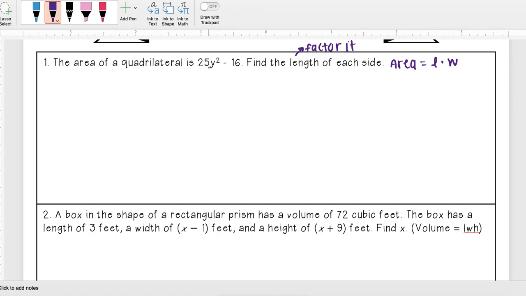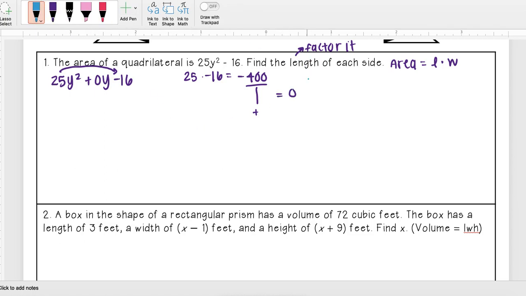So looking at this, I'm going to factor 25y squared minus 16, but I notice I'm missing a term. I'm missing my y term. And so we learned yesterday I can add that back in by just putting a plus 0y there. And then now I'm going to go through and factor like normal. So I'm going to take 25 times negative 16, and I get negative 400. And so I'm looking for two numbers that multiply to negative 400 but then add to equal 0.